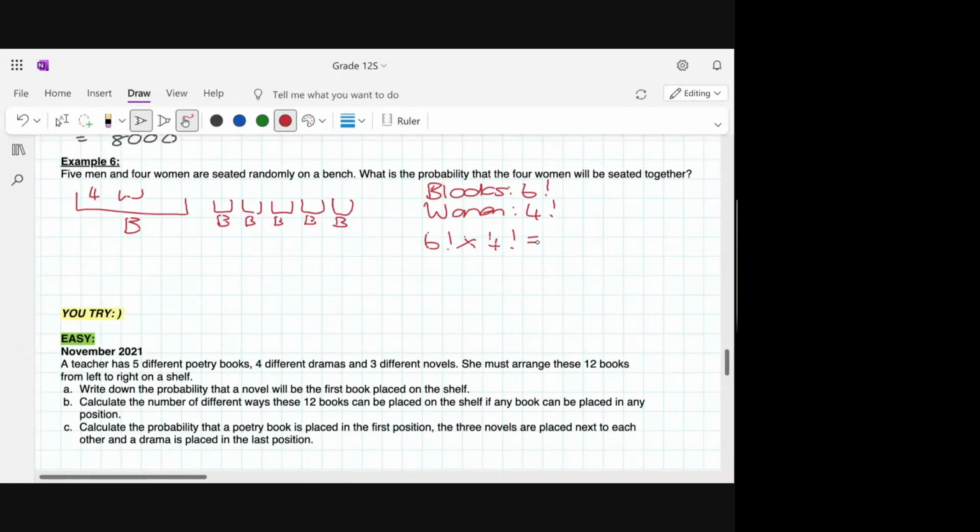If those women were sitting together, how much would that give me? That would give me 17,280. So that's what it would be if they were sitting together. If they were just all sitting randomly, then how many people have I got in total? 5 plus 4 gives me 9.